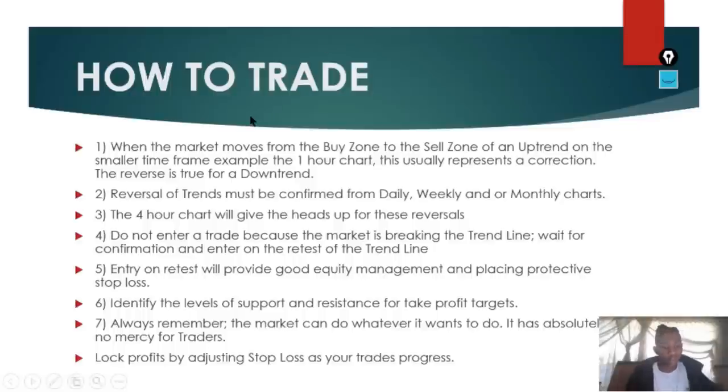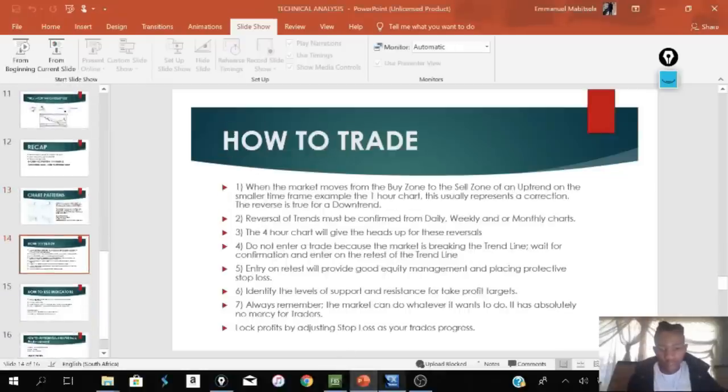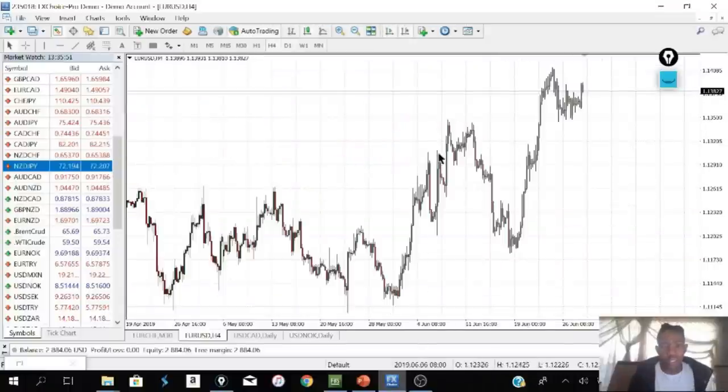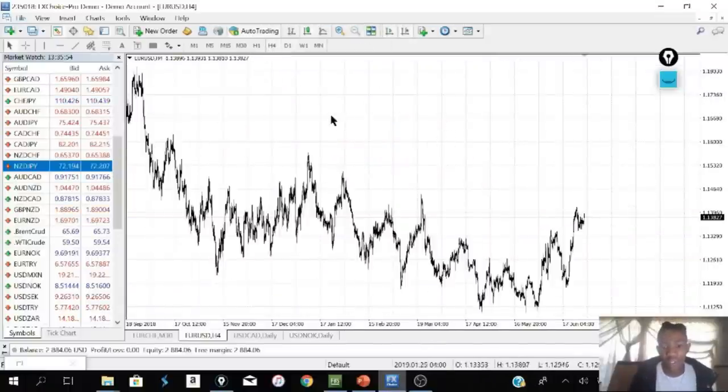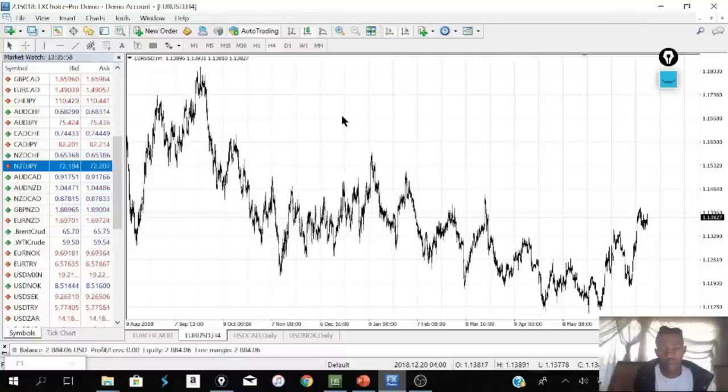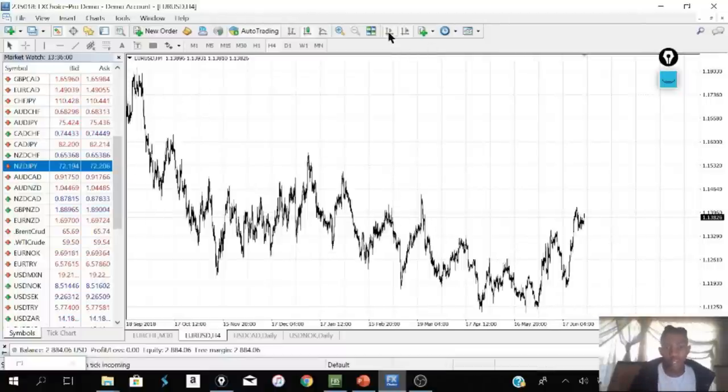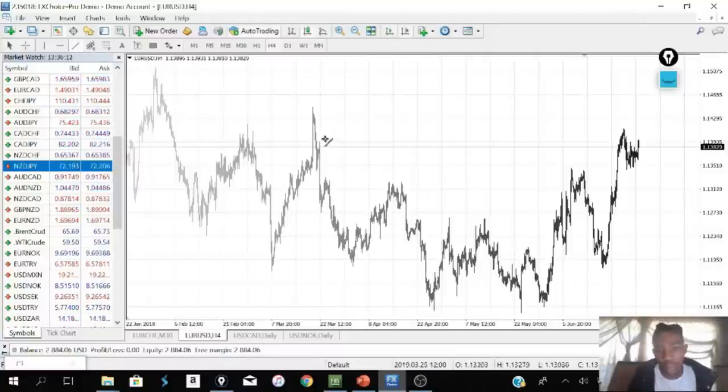I want to show you an example of this. Let me see if I can find one. EUR/USD. This one here, we had a nice reversal. So let's first start to analyze it. What we do, first step, we zoom out. We look at the entire chart, right? That's our first step. So we put in our trend lines.